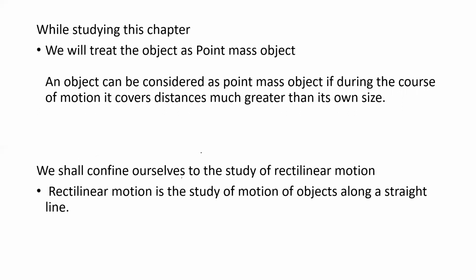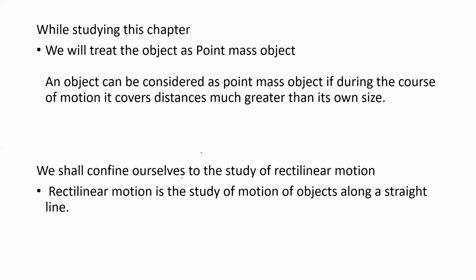So in this chapter, we come across the term called point object, point mass. These terms we use here. So what do you mean by that? An object can be considered as a point mass object if during the course of motion, it covers distances much greater than its own size.